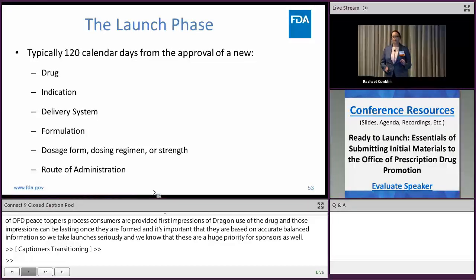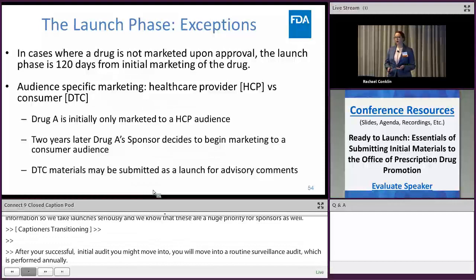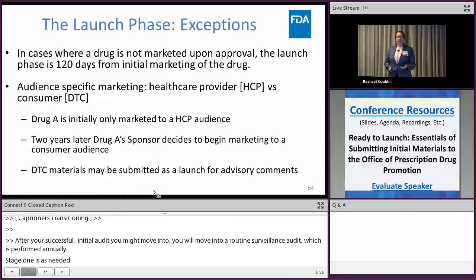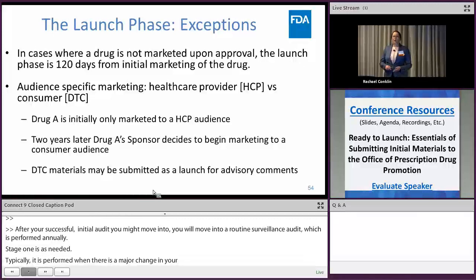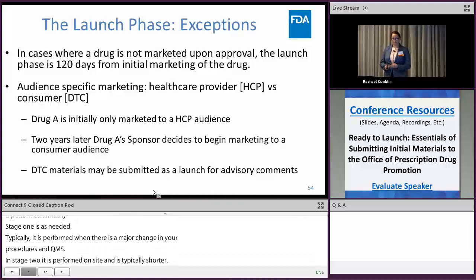There are a couple of exceptions to that 120 days from approval launch phase. The first is in cases where a drug is not marketed initially upon approval. So there could be a situation where there's a delay in manufacturing of a product and the sponsor is not initially marketing the drug because it's not available. So once that product is available and the sponsor decides to start marketing the drug, the launch phase would begin at the initial marketing of the product.